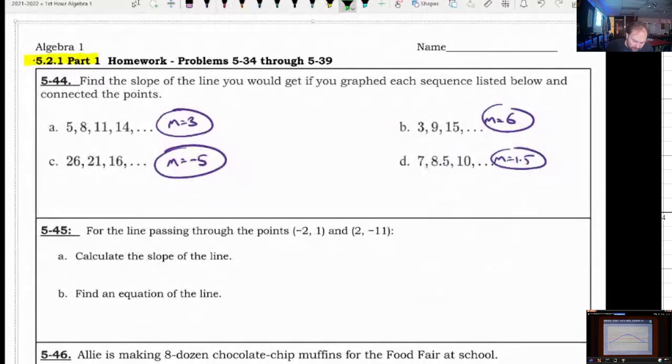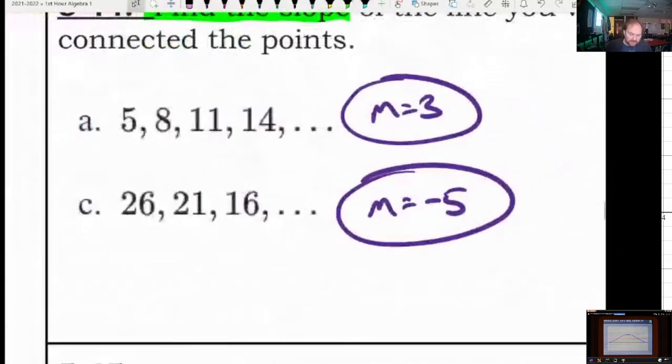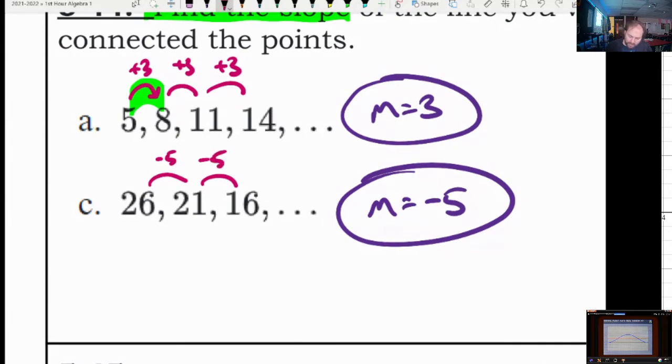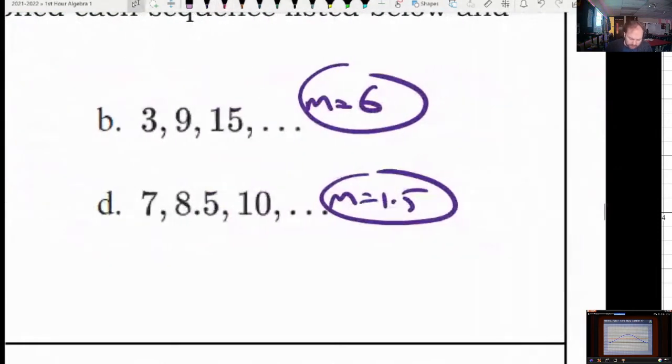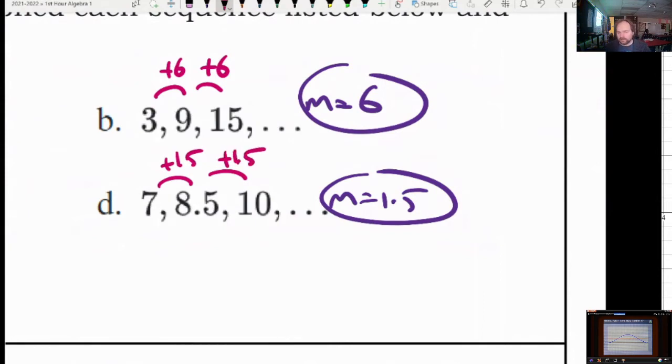Find the slope of the line you would get if you graphed each sequence listed below and connected the points. All you have to do here is ask, what is the rate of change? 5 plus 3 is 8, 8 plus 3 is 11, 11 plus 3 is 14, and so on. Down here it's minus 5, minus 5. Over here, plus 6, plus 6, plus 6. So all you're really doing is finding what you're adding every time. Plus 1.5, plus 1.5, and so on. So that would be the slope.